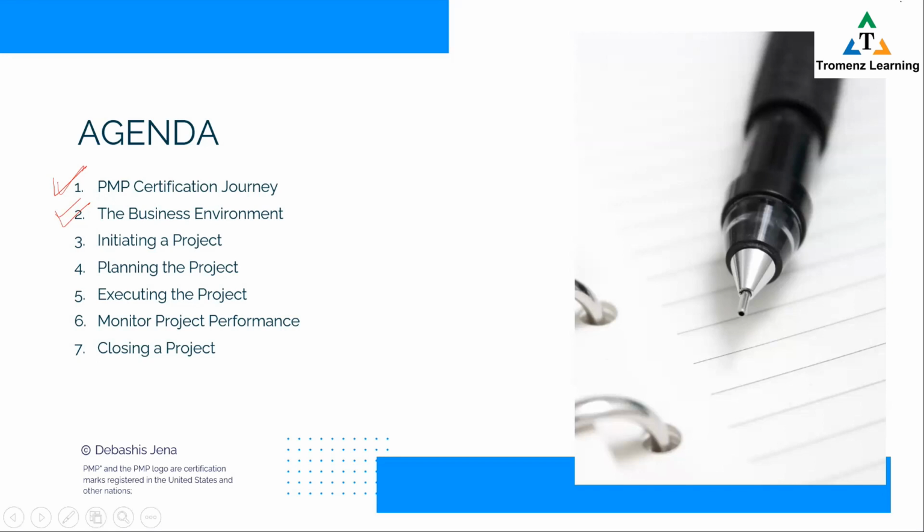And then we'll move to the five areas of project management: initiating a project, then planning, executing, monitoring project performance, and closing. So that's the order in which we are going to cover the topics.